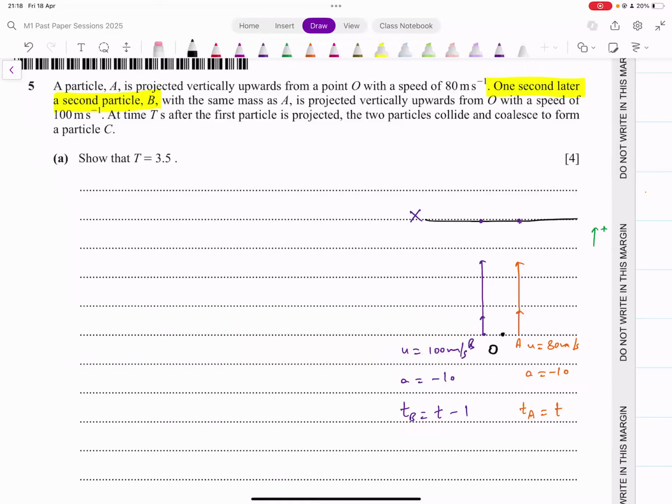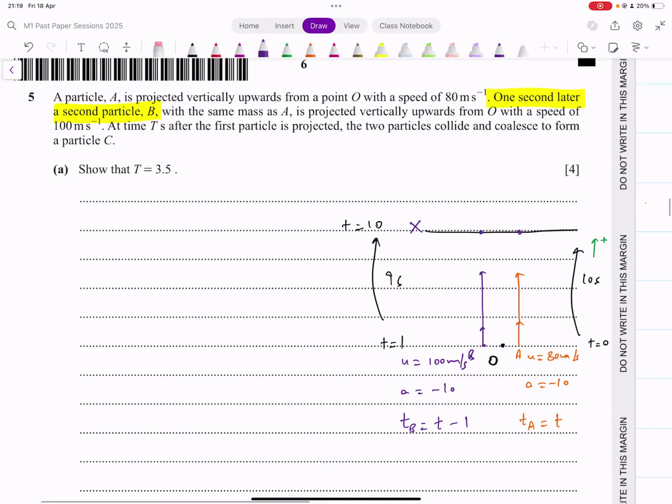So think about it this way. Let's say A was projected at time equals 0. Then B was projected 1 second later. So it was projected at time equals 1 then. If they reach X at the same time instant, that means let's suppose they reach at time equals 10, then how much time does B take? B takes 9 seconds. How much time does A take? It takes 10 seconds. So whatever is the time taken by A, the time taken by B is going to be 1 less than that because it was projected later. Okay? So time for this is T minus 1.